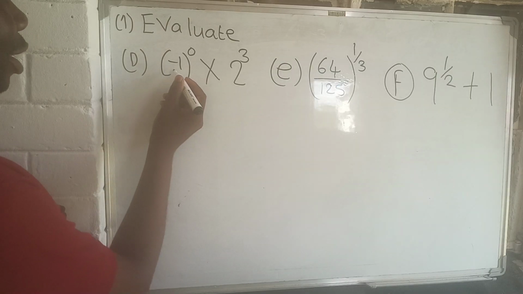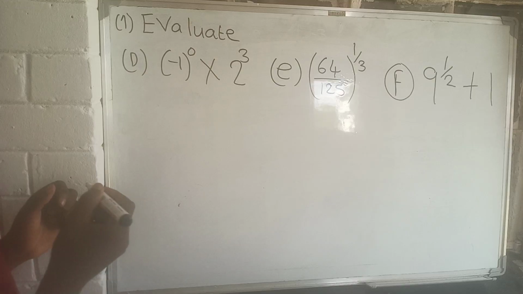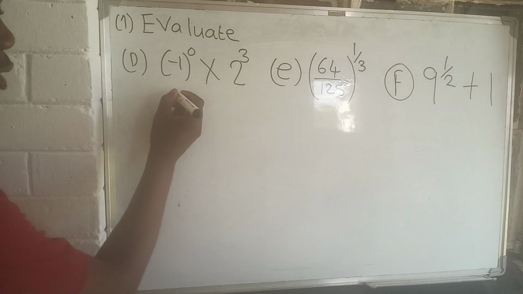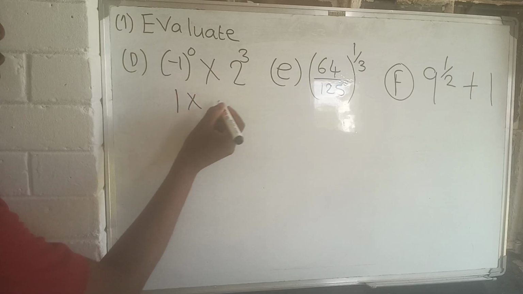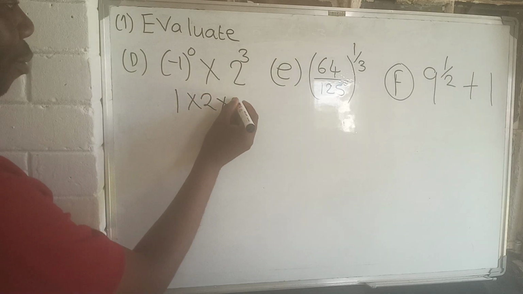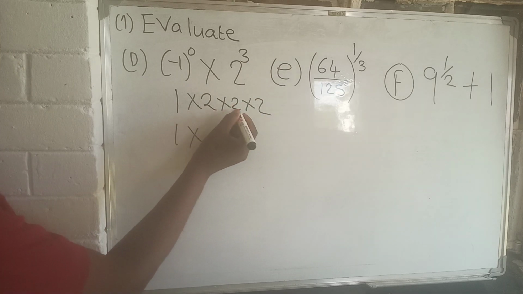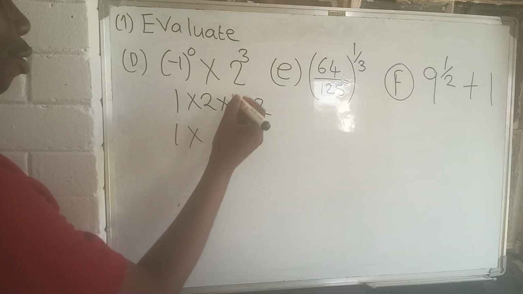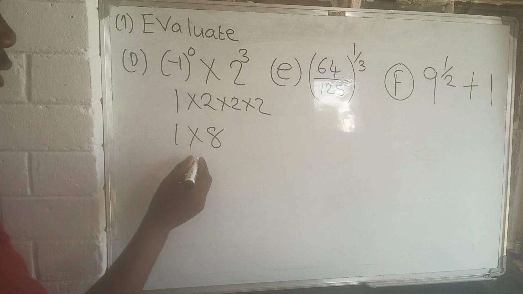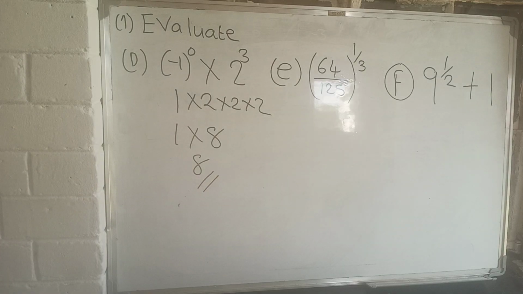You can see open brackets -1 to the power 0. Any number or letter to the power 0, the answer is always 1. Times 2 to the power 3. It means 2 times 2 times 2. 1 times 2 times 2 is 4. 4 times 2 is 8. What is 1 times 8? It's 8. You end there without wasting your time.